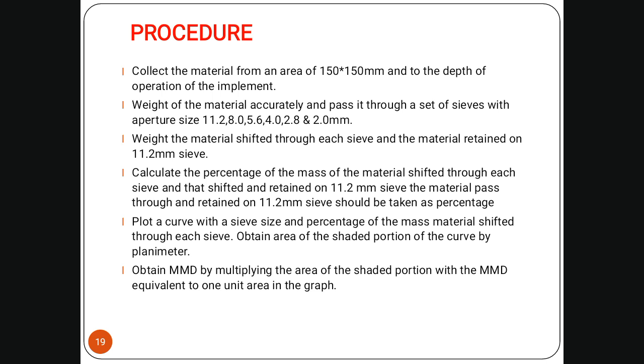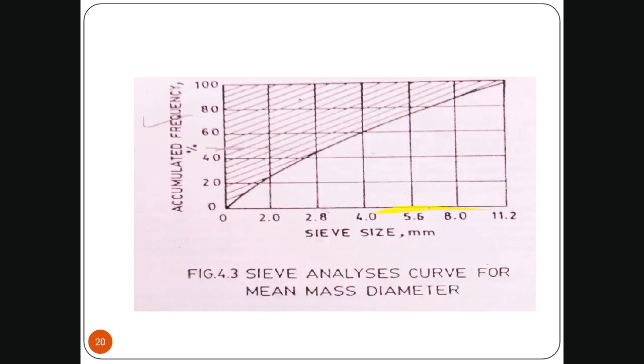Plot the curve with the sieve size and the percentage of the mass of material sifted through each sieve. Obtain the area of the shaded portion of the curve by planimeter. And obtain the mass mean diameter by multiplying the area of the shaded portion with the MMD equivalent to 1 unit area in the graph. So this is the sieve analysis curve for the mean mass diameter. You can see plotted on the x-axis the sieve size in millimeter and on the y-axis the accumulated frequency.